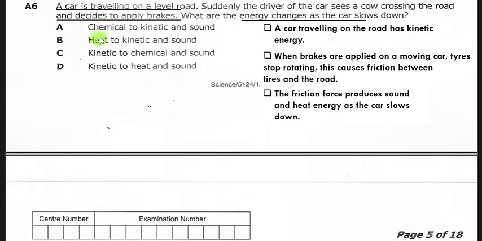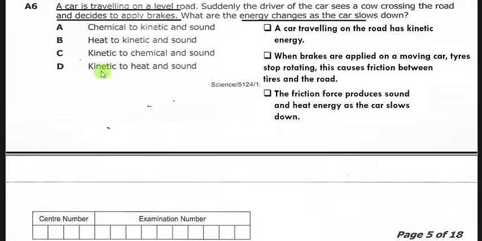So A, chemical to kinetic energy and sound. The car was moving, it didn't have chemical energy. So chemical energy to kinetic energy and sound, no. Then heat to kinetic energy and sound, no. Kinetic energy to chemical and sound, no. Kinetic energy to heat and sound. So this is what happens. What are the energy changes as the car slows down?